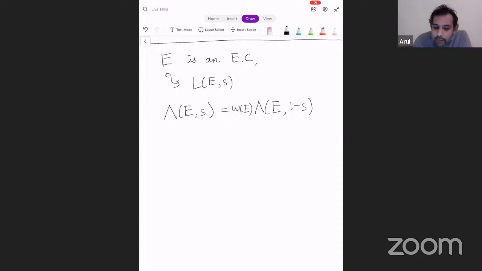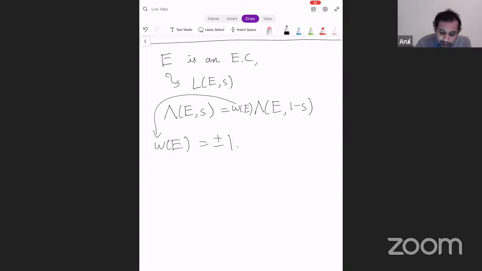So E is an elliptic curve. We can attach to it an L function, and this L function can be completed to an L function lambda, and lambda satisfies this beautiful functional equation. And here, omega of E is called the root number, and it's plus or minus 1.